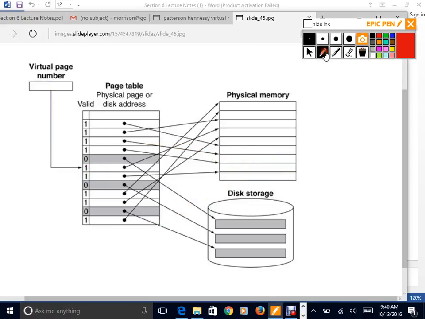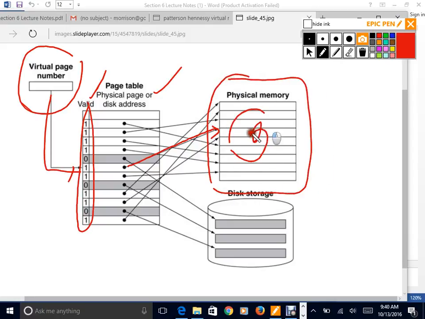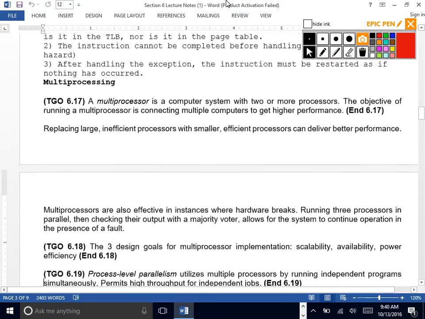All right, so this is a general idea. You have the virtual page number, you have a page table which contains the physical or disk addresses. Each one contains a valid bit, and if it's valid, it's going to point to the physical memory, which is where your concept of using virtual memory comes in. Or if it's invalid, it goes to the actual disk storage itself. And this is 6.16. All right, so skipping over that.